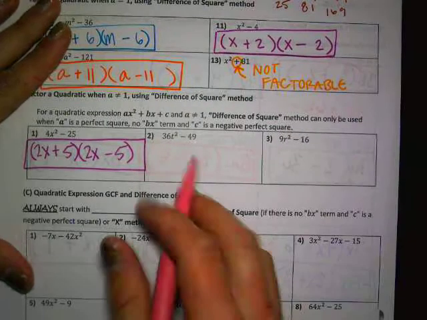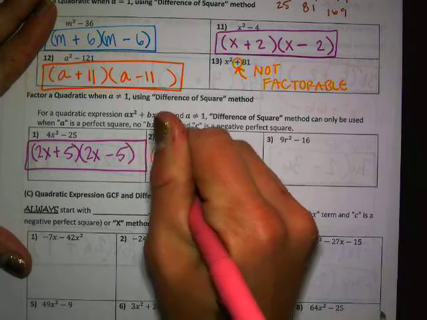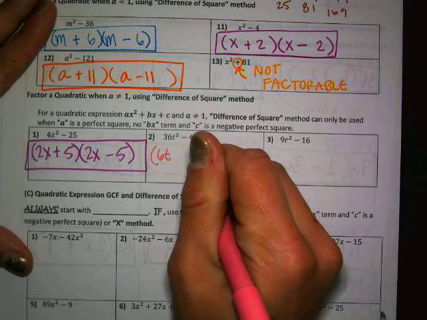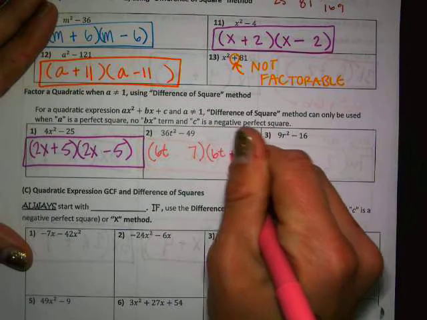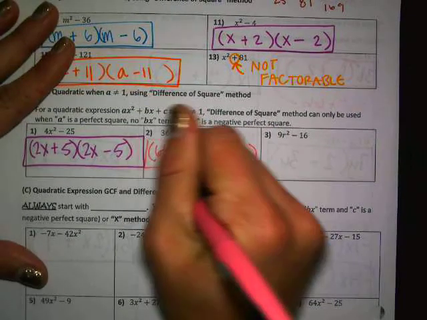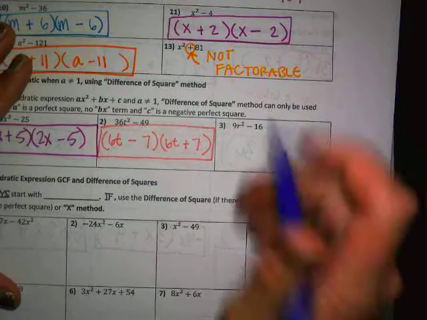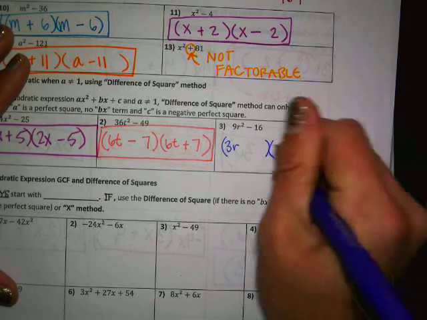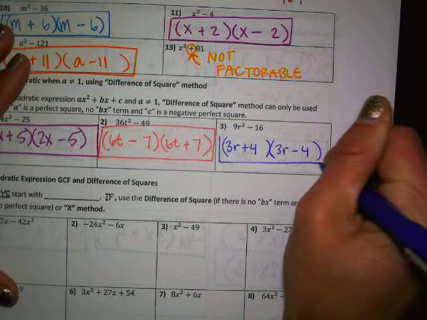All right, Kiadra, tell me number 2. 6t and 6t, and then 7 and 7. Yep, one's plus, one's minus. All right, and then Leslie, number 3. Very good.